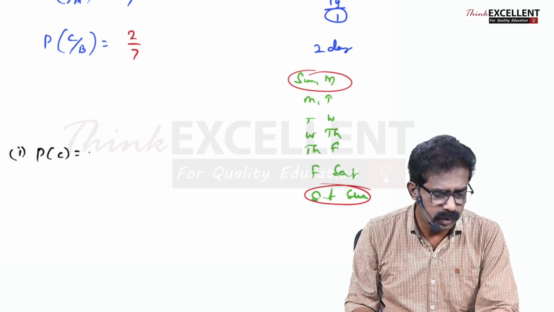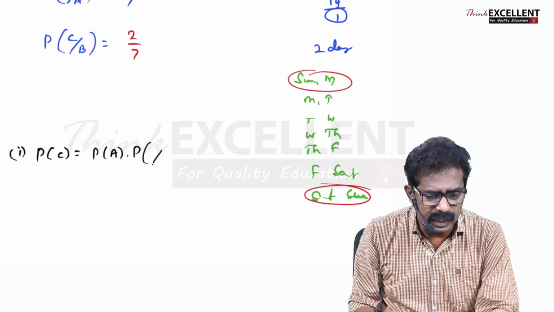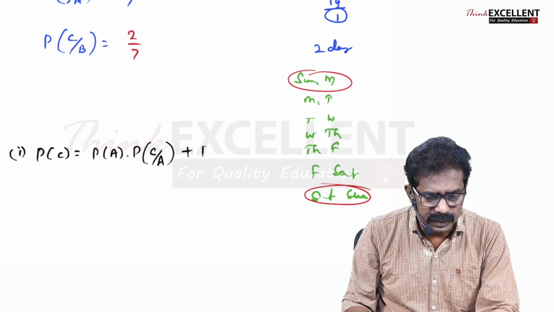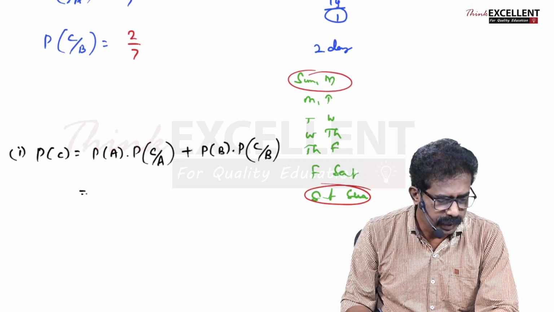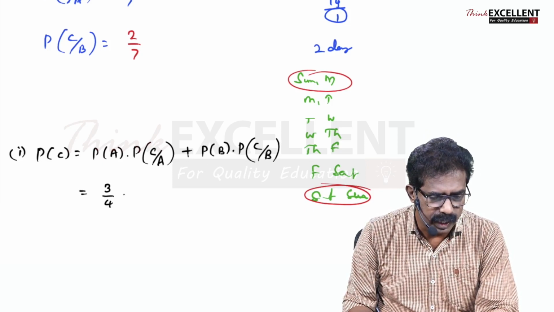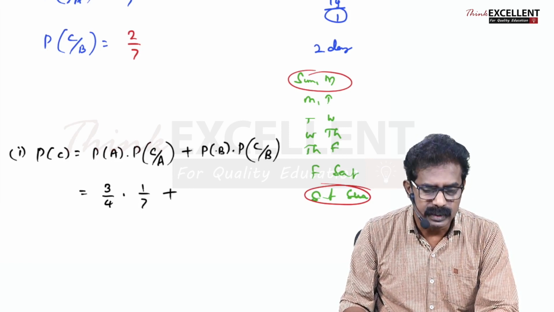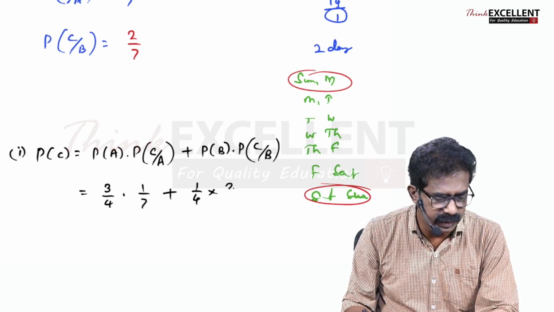So 2 cases. One is you select an ordinary year and that selected ordinary year must contain 53 Sundays. Or select a leap year and the selected leap year containing 53 Sundays, right? P of A is 3 by 4 and that ordinary year containing 53 Sundays, 1 by 7. Selecting a leap year 1 by 4 and that leap year containing 53 Sundays, 2 by 7.